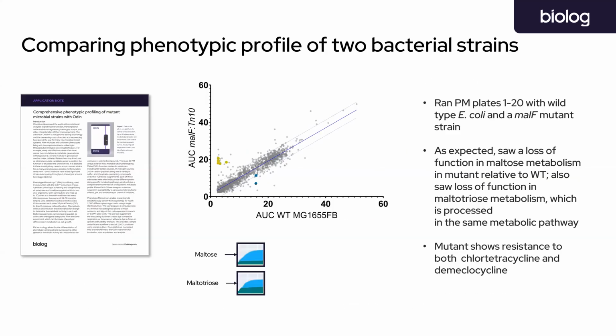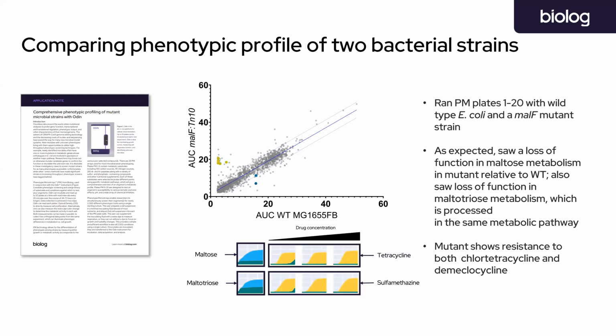So here's an example of what the software can do. It can overlay the kinetic curves of the two strains we're comparing. In this instance, the blue is the kinetic curve for the wild type, while green is the kinetic curve for the mutant. So specifically, the blue points that are to the right of that concordance line indicate that our E. coli has a loss of function in maltose and maltotriose metabolism.